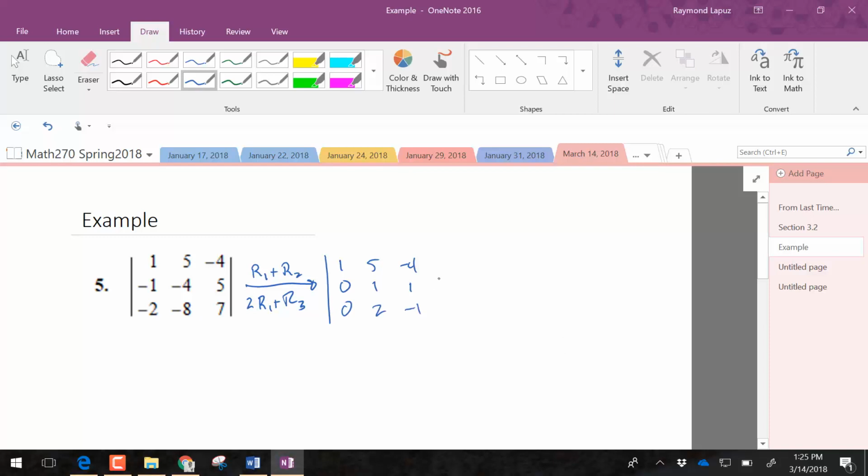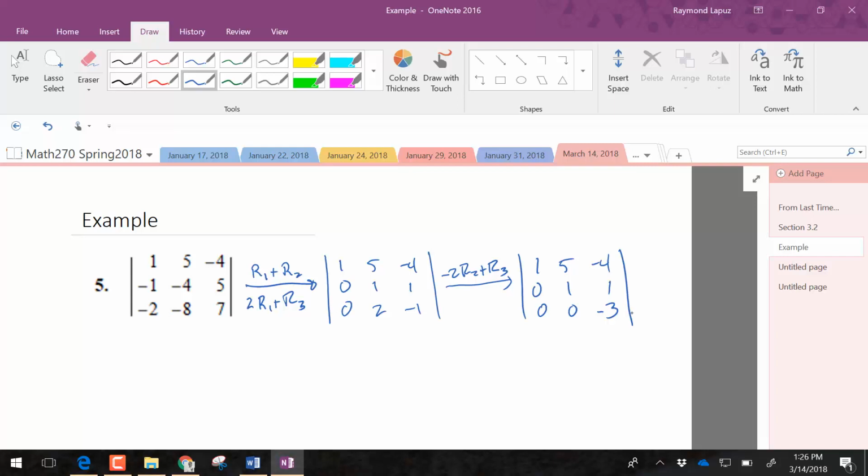2 and -1. Okay, and then let's multiply the second row by -2 and add it to the third row. And what do we get? -3. So we've successfully written it in row echelon form.